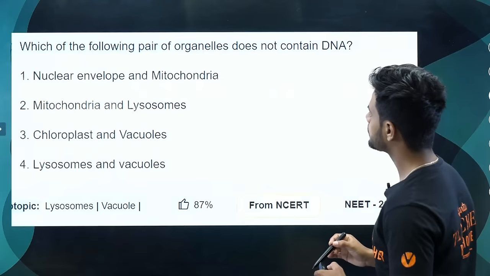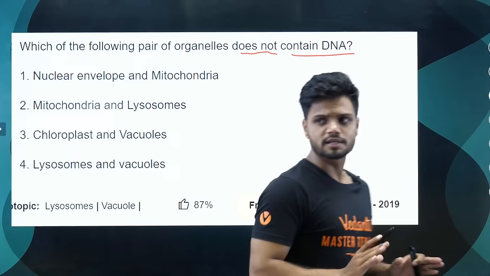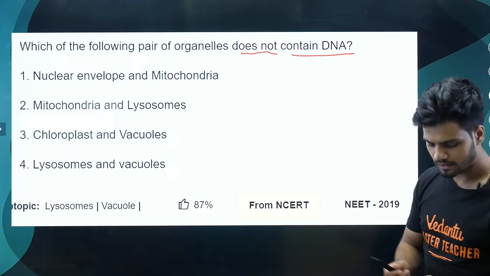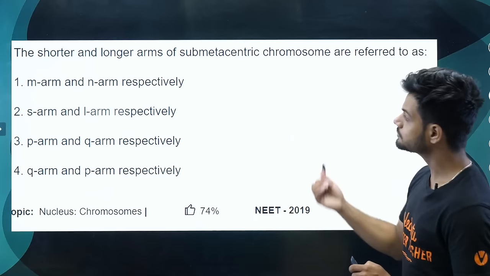Next question. Which of the following pair of organelles does not contain DNA? Ten seconds. Ten, nine, eight, seven, six, five, four, three, two, one. Time's up. It is lysosomes and vacuoles that do not have their own DNA. Easy question, easy answer. Beautiful question again.